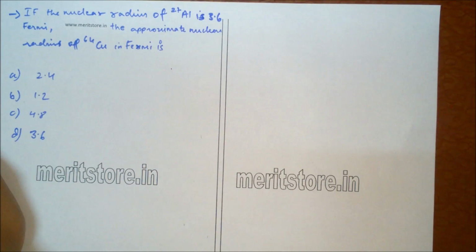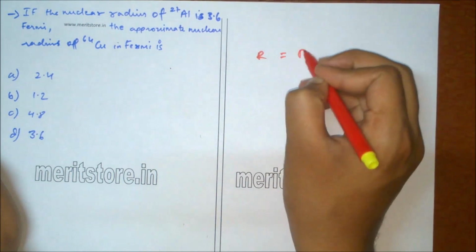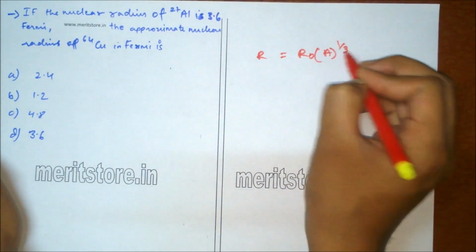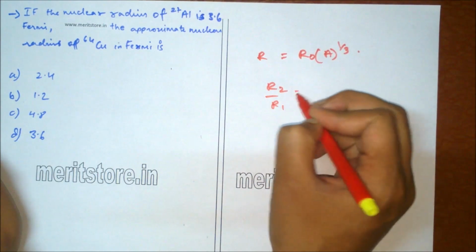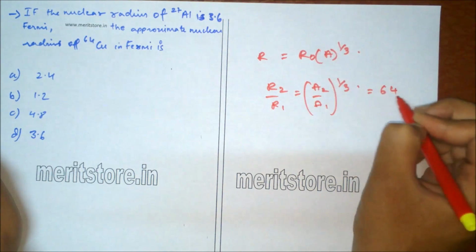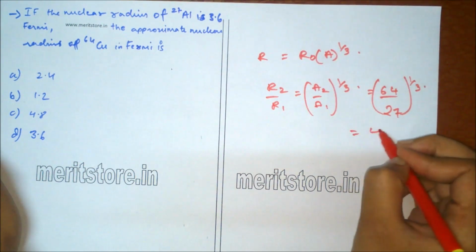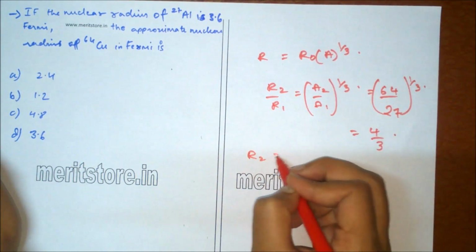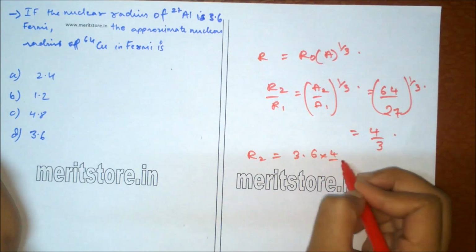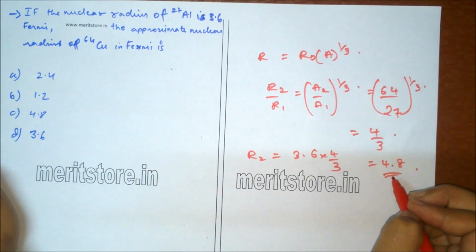If the nuclear radius of aluminum is 3.6 Fermi, the approximate nuclear radius of copper in Fermi is, of mass 64. So we know that radius is equal to R0 A raised to 1 by 3. So R2 upon R1 is equal to A2 upon A1 raised to 1 by 3, which is 64 is the mass, and 27, to the power 1 by 3. On solving this, we get 4 by 3. So R2 is equal to 3.6 into 4 by 3. 3.6 is R1, so 4.8 is the radius R2 of copper.